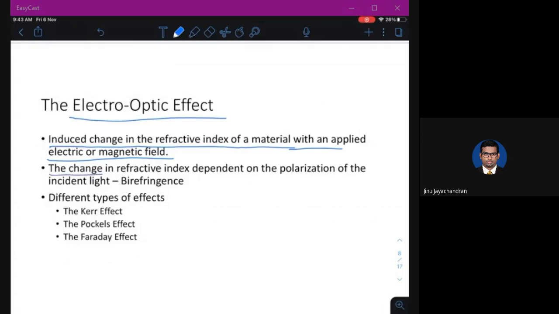The change in the refractive index dependent on the polarization of the incident light is called birefringence. This we have already seen. So the refractive index can change by the polarization of the incident light, and it can also change by applying an electromagnetic field. There are some materials in which the refractive index varies according to the application of an electric field. There are three different kinds of effects. The first is the Kerr effect, the second is the Pockels effect, and the third is the Faraday effect. We will see them one by one.